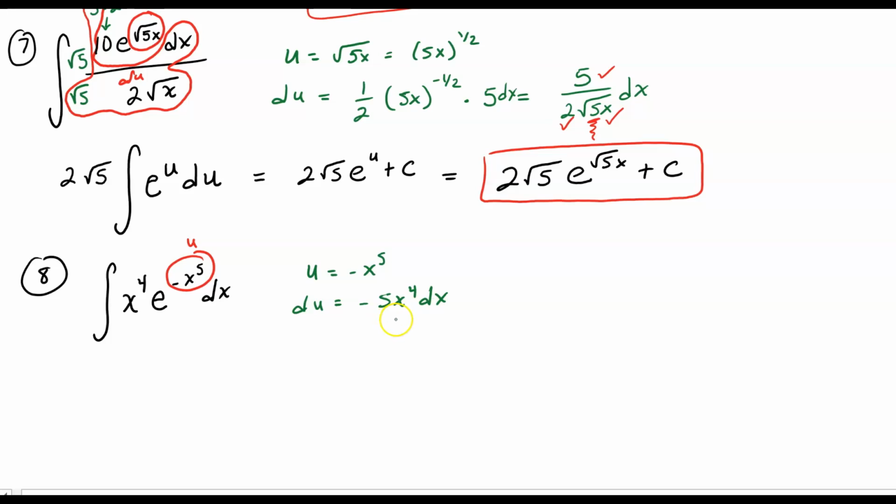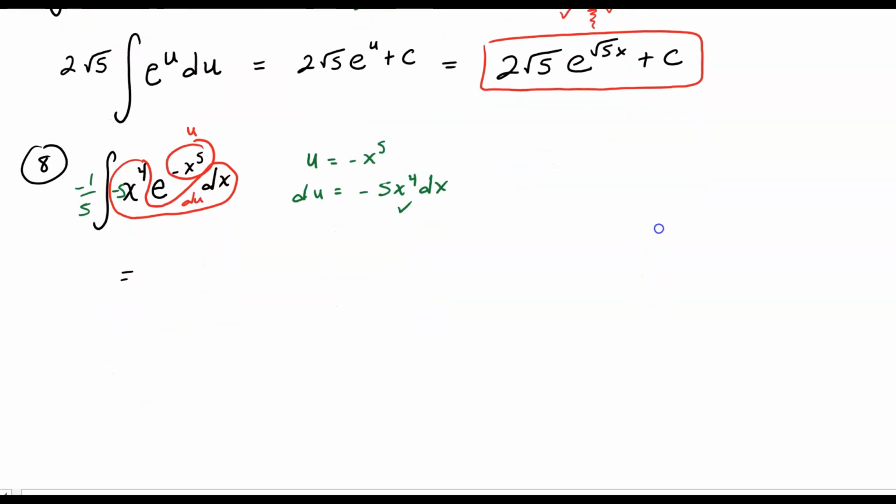So I've got my x to the fourth. I'm missing the negative 5. I make it happen. Negative 5 right there. By consequence, I need a negative 1/5 on the outside. So let's see here. This right here then represents my du. And now I'm ready to integrate. And it's very simple. I have negative 1/5, the integral of e to the u du. Okay, I was jumping the gun there.